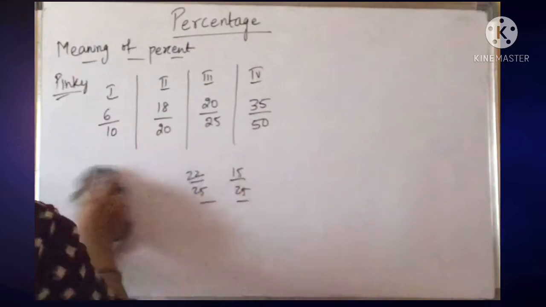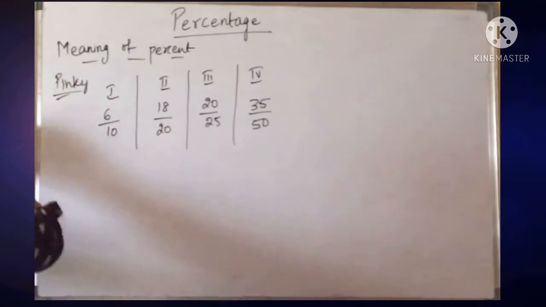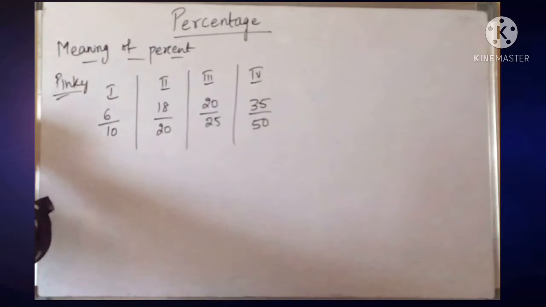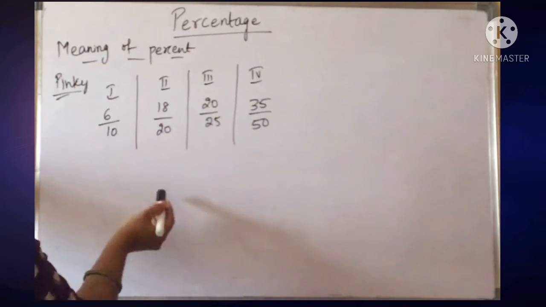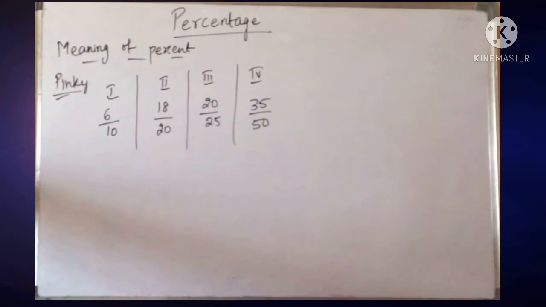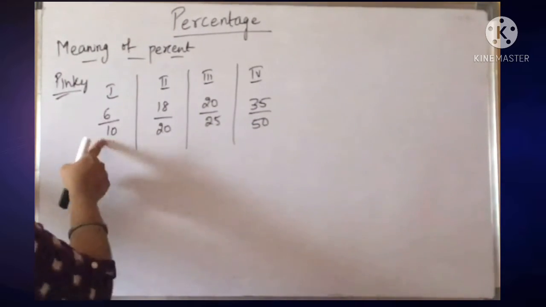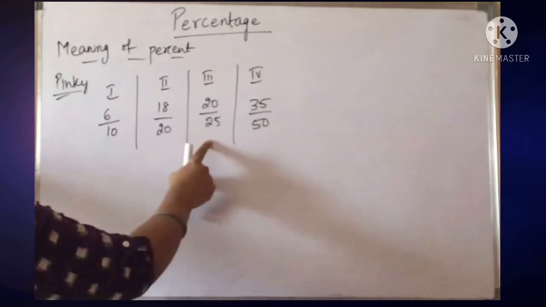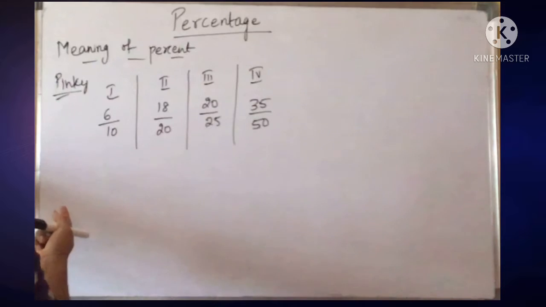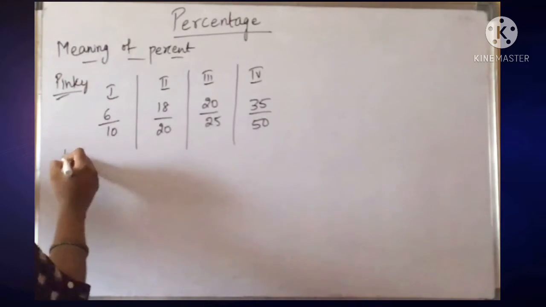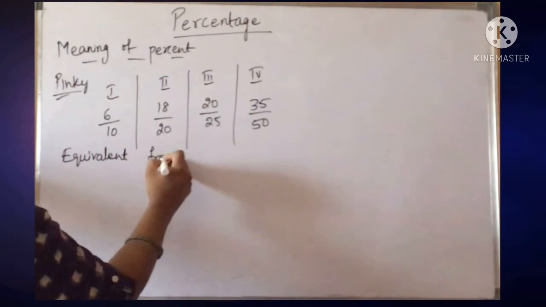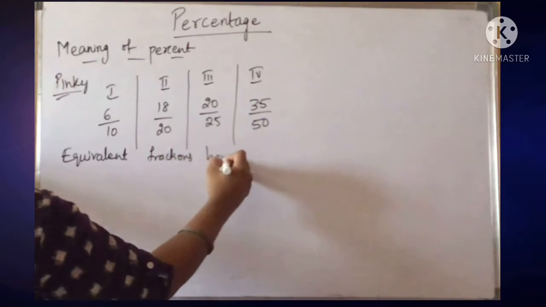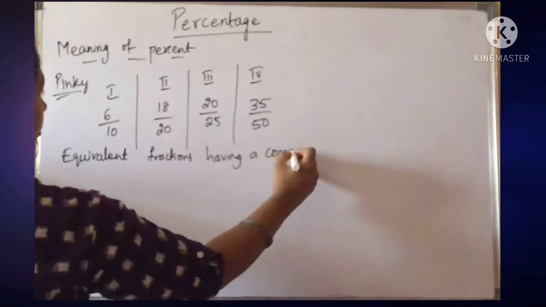But in the above example, the total marks are not the same. So she is confused about in which test she got the highest. How could she compare them when each test was marked out of a different number? To find out in which test she did better, we would compare 6 by 10, 18 by 20, 20 by 25 and 35 by 50 by converting them into equivalent fractions. You know what equivalent fractions are? So we will convert them into equivalent fractions having a common denominator.